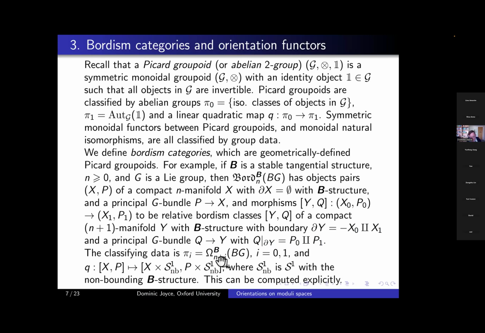So we chose this notation here to make it look like the bordism groups which classify it. The BG here is just because it's classified by bordism groups of BG. And the map Q going from π_i to π_{i+1} has the effect of multiplying by the circle, where the circle is given the, well, potentially the non-bounding B structure if there is one. And then, okay, we can generally compute these groups and the map Q explicitly. So that means that although this is a very geometric object, we can understand it algebraically.